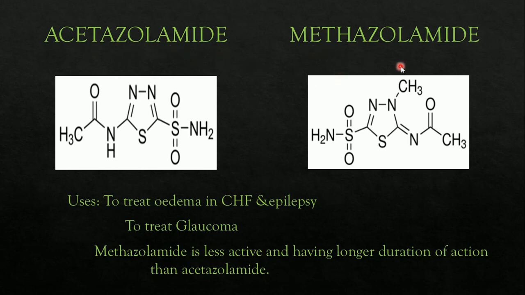Next structure is methazolamide. There is a similarity between acetazolamide and methazolamide. The only difference we have to remember is methyl group is present at fourth position. Methyl group is present at 4th position of this drug. Uses are it is used to treat edema in congestive heart failure and also in the treatment of epilepsy. It is used to treat glaucoma. Methazolamide is less active and having longer duration of action when compared to acetazolamide.